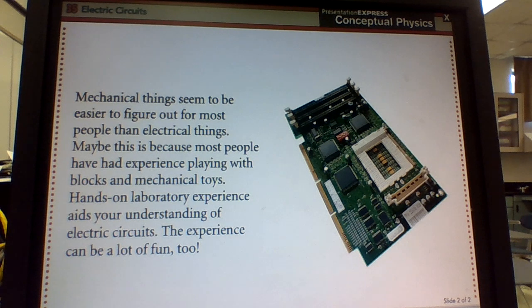Over here on the right-hand side, we've got an electronic circuit board. It's probably for a computer, but I'm not 100% sure of that. We usually can deal with mechanical things pretty easily because we've built Lego castles and played with mechanical toys and things like that. But we don't have a whole lot of experience with electric circuits, again, because of that expense thing.